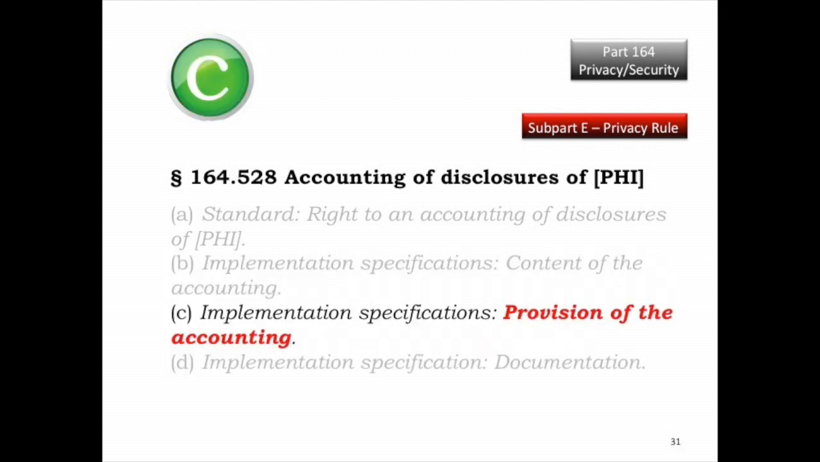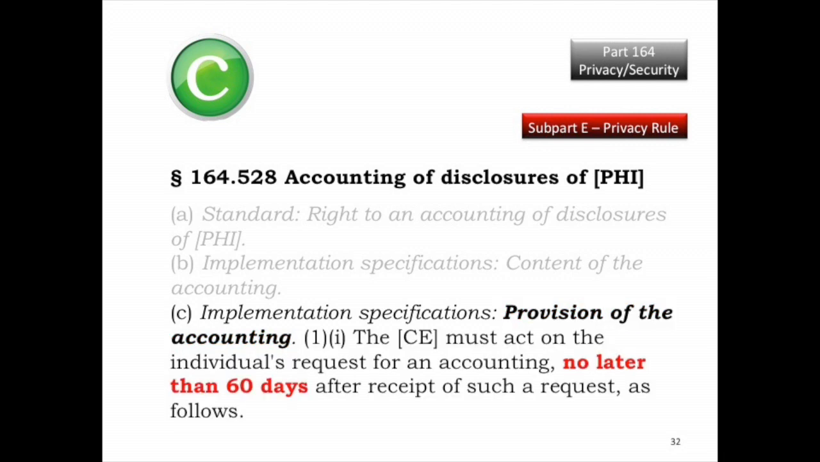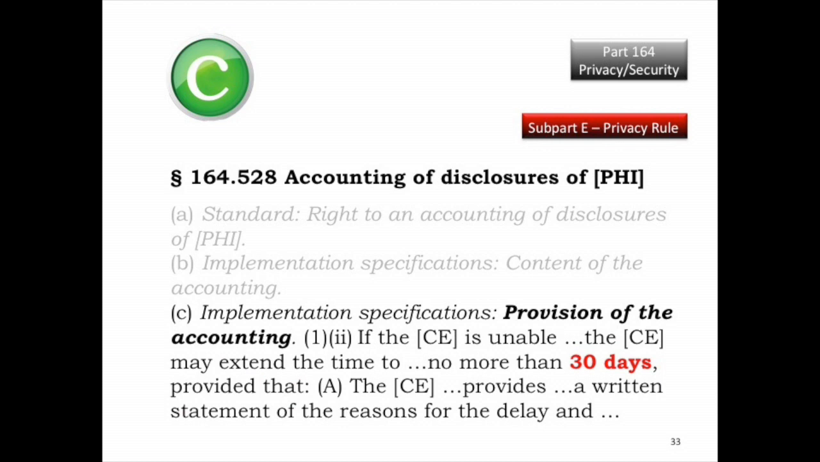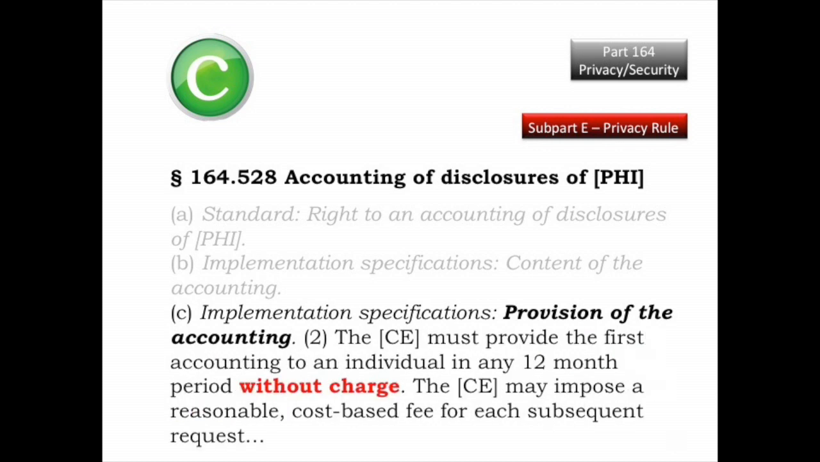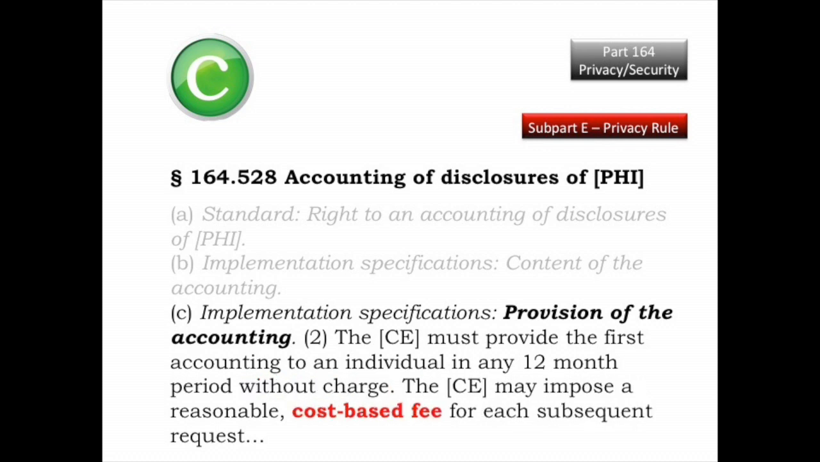Paragraph C specifies the time for response and costs. The provider must act no later than 60 days, but 30-day extensions can be obtained with a written statement of reasons for delay. Patients are entitled to 1 accounting per year without charge, but they may be charged for subsequent requests.